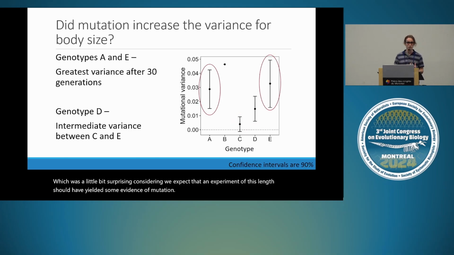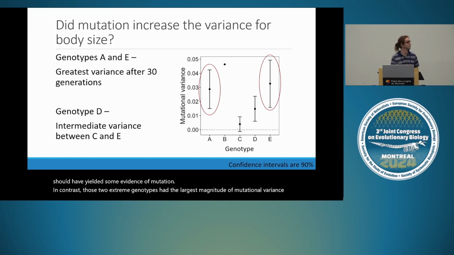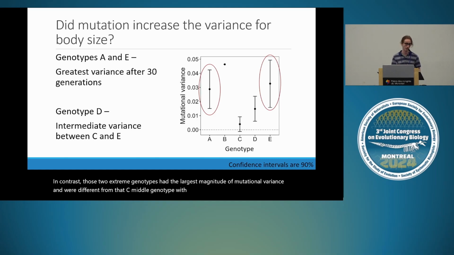In contrast, those 2 extreme genotypes had the largest magnitude of mutational variance and were different from that C middle genotype, with the D one being intermediate. What these results suggest to us is twofold. Firstly, that C genotype was either not experiencing any mutations at all, or was robust to mutations, in that mutations were occurring, but their effects were suppressed. And also that those genotypes that are more extreme in a population are potentially contributing more genetic variation to that population, which may influence how that trait evolves further.